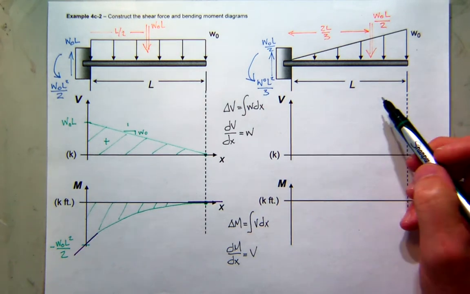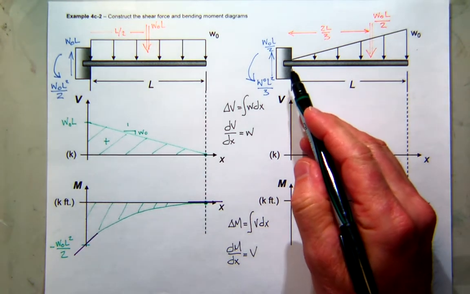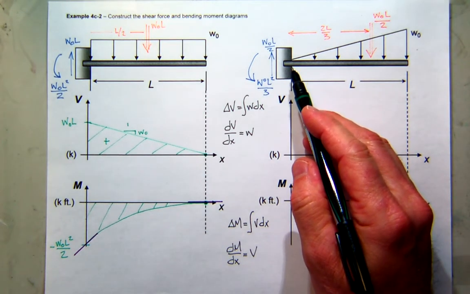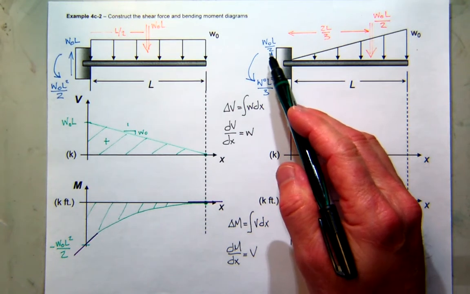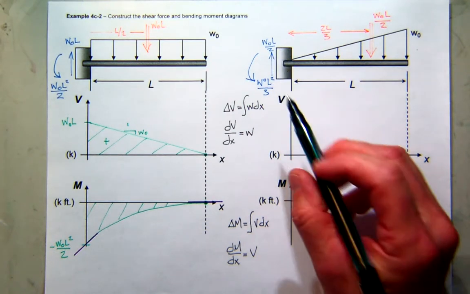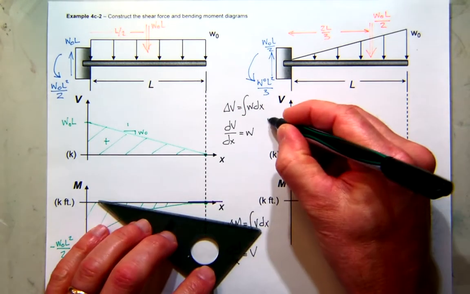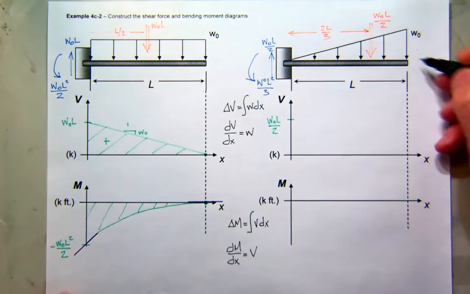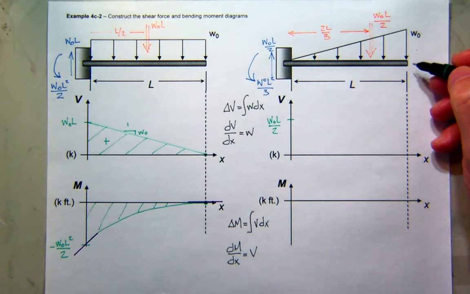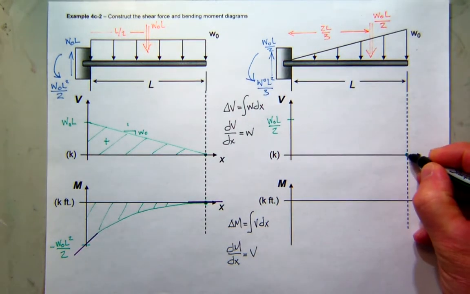So now let's start and let's build our shear diagram. What's the value of the shear as we start here on the left side? Well, it looks like the value is W naught L over 2. Is that a positive shear or a negative shear? Positive. So we're going to start at positive W naught L over 2. What's the shear at the free end? We talked about that before.